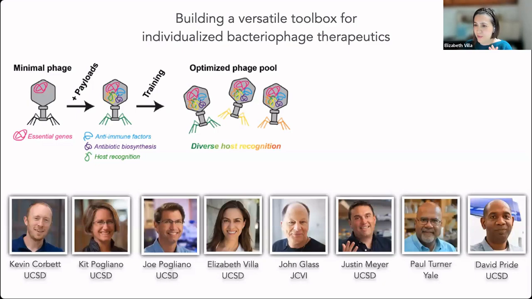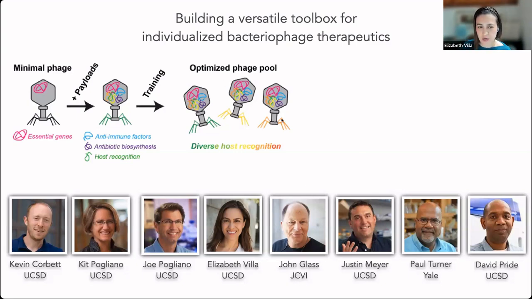And Joe and I have assembled a dream team of collaborators. Kevin Corbett, I told you about, does structural biology. Kit and Joe are bacterial cell biologists, and I'm the cheerleader. John Glass is, as you may know, the guy at the Venter Institute who made a minicell. John can synthesize genomes of almost any size and put in whatever we want, so he's helping us with that.